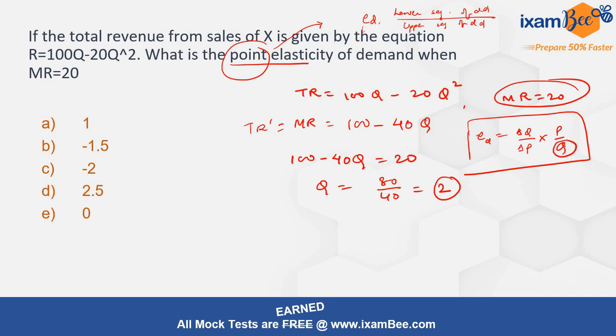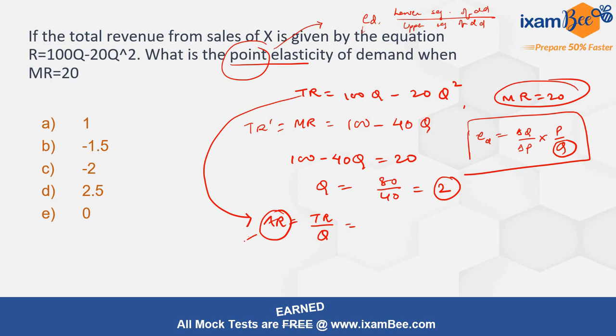At quantity 2, I have one thing for the equation. I have quantity 2, but I don't know what price is, and I don't know what delta Q upon delta P is. So let's find out. From total revenue, let's get the average revenue. Average revenue is total revenue divided by quantity, because we know average revenue is essentially the price. Why is average revenue equal to price? I hope you know this.